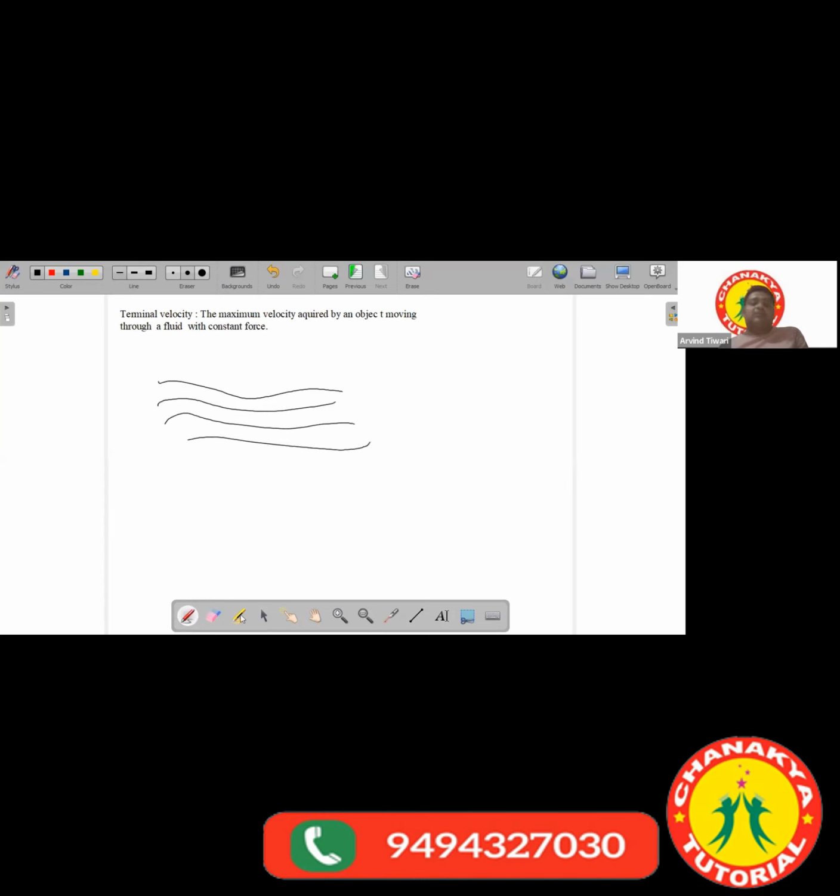Actually what happens in the case of terminal velocity, let's say you have these layers of air, and through these layers of air you have a solid substance which is falling through. Now the forces acting on this: one of the forces is the downward weight of the object. The other force that acts is the upthrust. The second force that acts is the backward dragging force. So there are two forces acting in the upward direction.